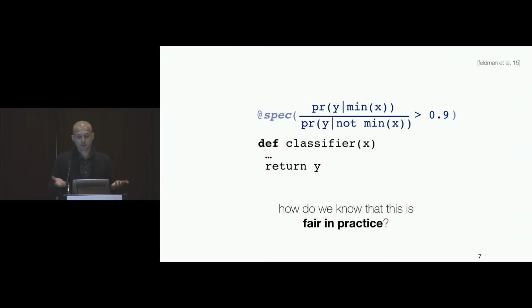So what we do is we just write this fairness definition explicitly in the code. And what's going to happen is that as the classifier is running, we will be checking whether this holds or not. The runtime will be checking, just as with normal assertions that you might write in a program.